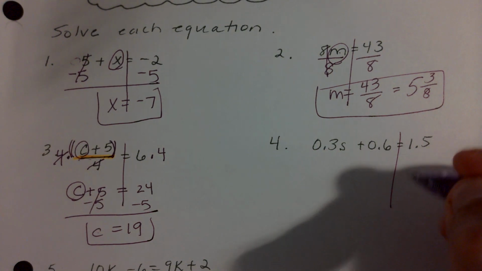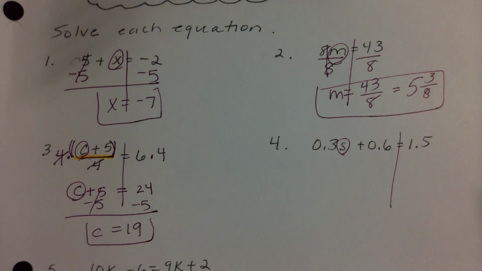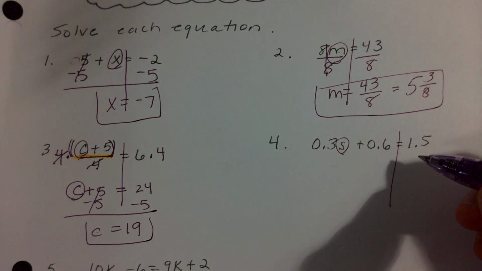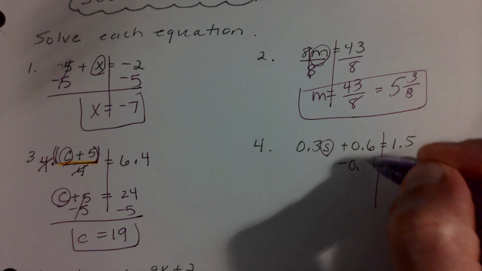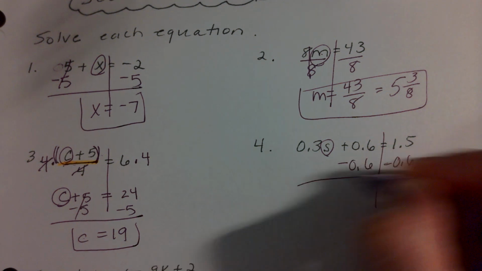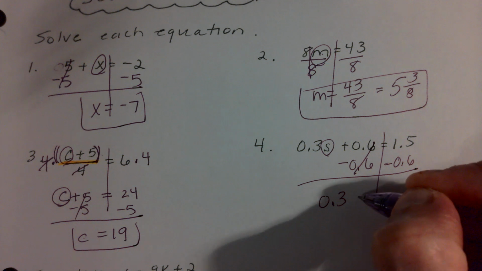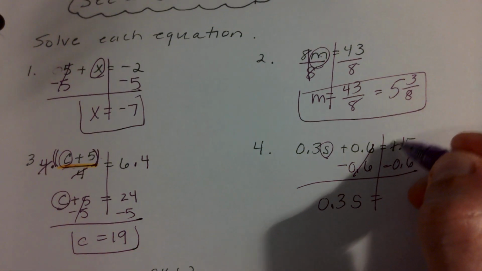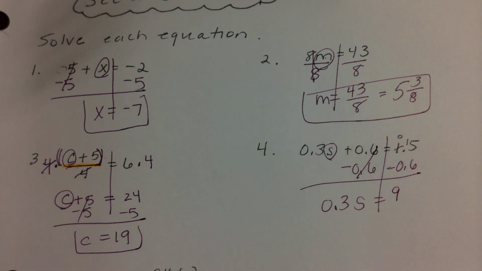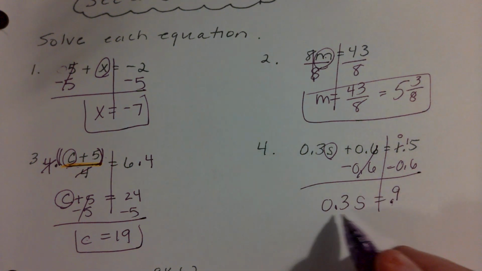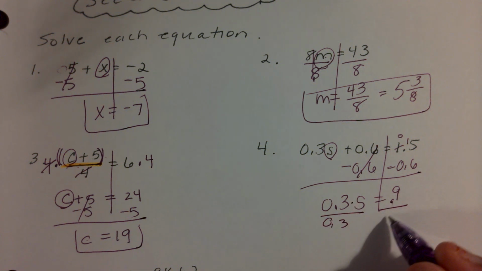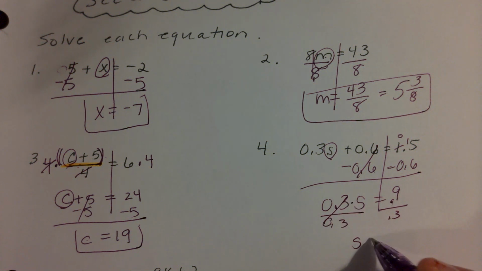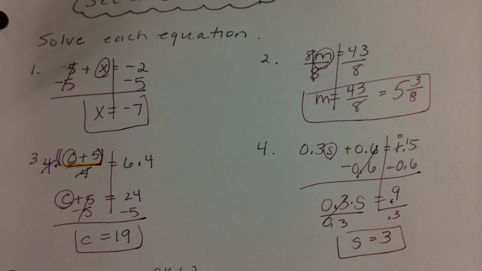Over here, draw your line, locate the variable, which is an S. Opposite PEMDAS is add, subtract first. I don't have any big grouping to worry about, so I'm going to subtract 0.6 from both sides. And I'm going to get 0.3s equals, I'm going to subtract there, and what do we get? 0.9. 0.3 times s is equal to 0.9, so I have to divide by 0.3. And what are you going to get? 3.